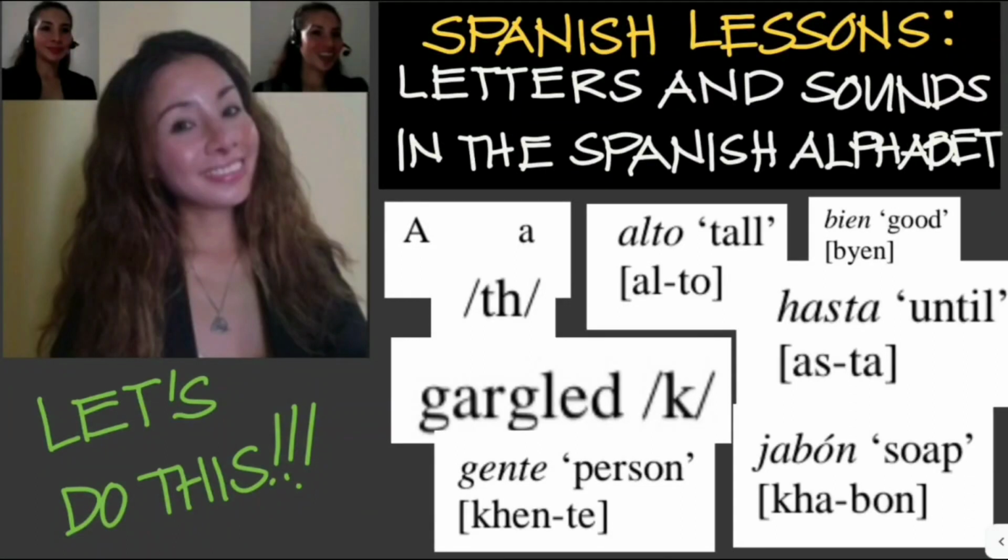Now let's learn how to recognize letters and sounds in the Spanish alphabet. I've already discussed in the previous video the everyday greetings in Spanish, so now you can start learning the Spanish alphabet. You must know how to recognize each letter and how each letter is called and the sound it produces. So the Spanish alphabet is composed of 30 letters.